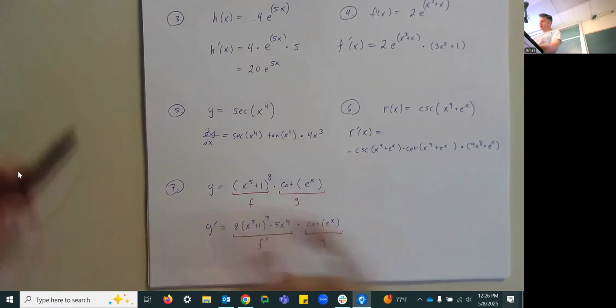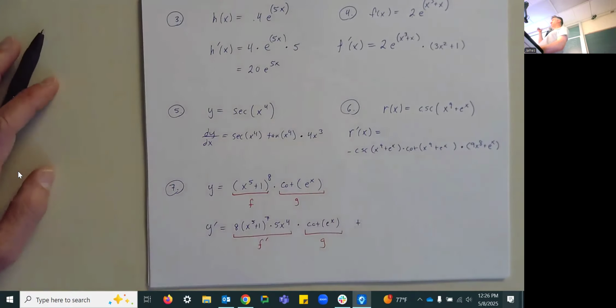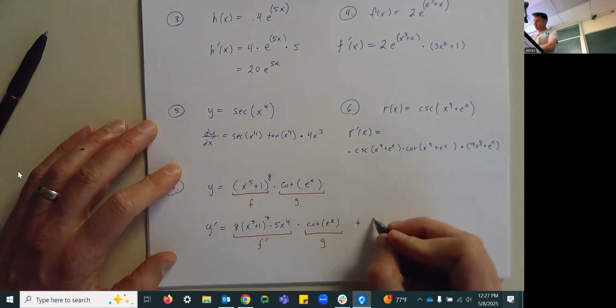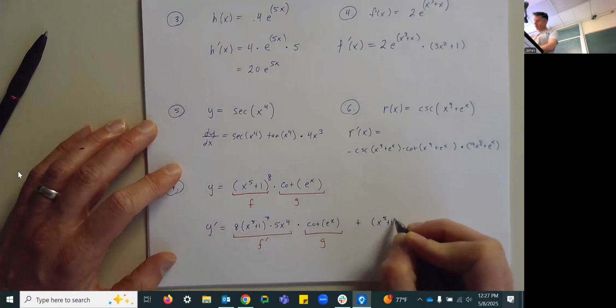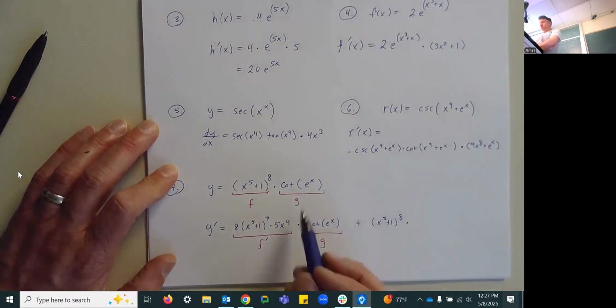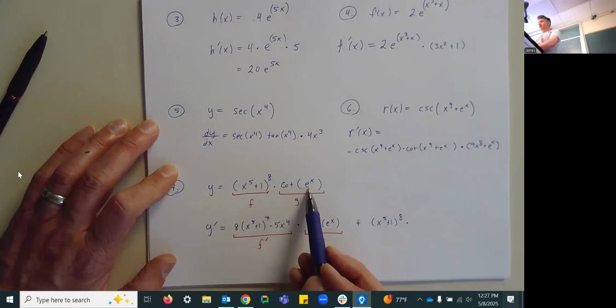And then we add and switch it up, right? We do the other thing to the other thing. So now we're going to leave f alone. It's going to be (x to the 5th plus 1) to the 8th power. And we're going to multiply by the derivative of g, so the derivative of cotangent of some stuff.